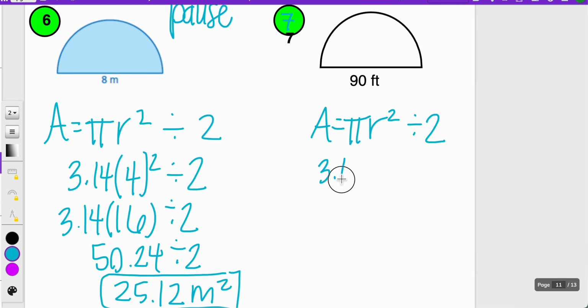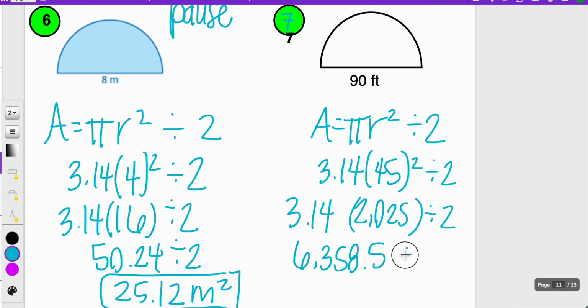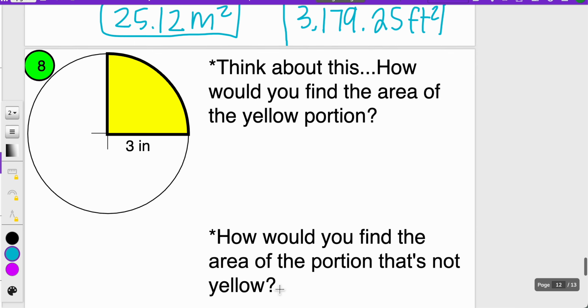Over here, pi times radius, which would be 45 squared divided by 2. 45 squared is going to be giving us a big number, 2025, times my pi, then divide by 2. So let's do pi times 2025 first. We get 6,358.5, and then we'll just divide that number by 2 to get my semicircle. It'll be 3,179.25 square feet.